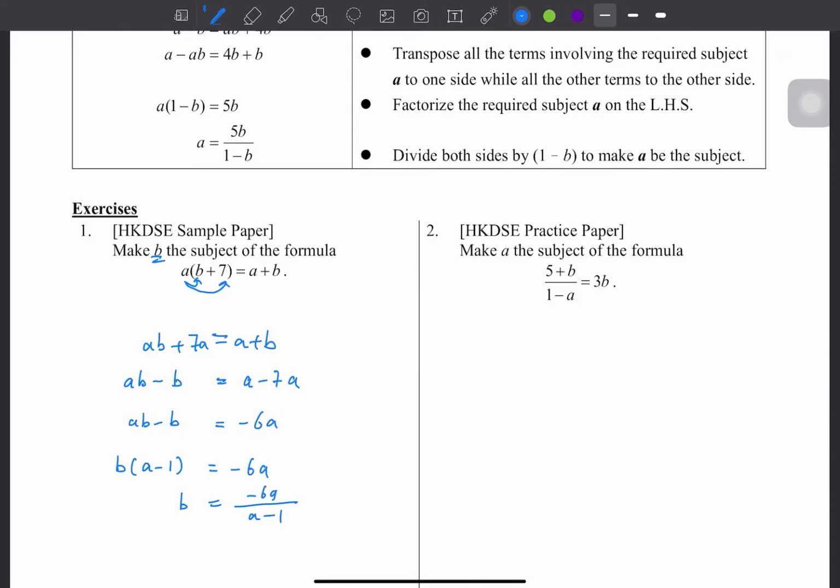Step 2, move all the terms related to B on one side. Other term move to the other side. And then step 3, take out the subject. Step 4, divide it.